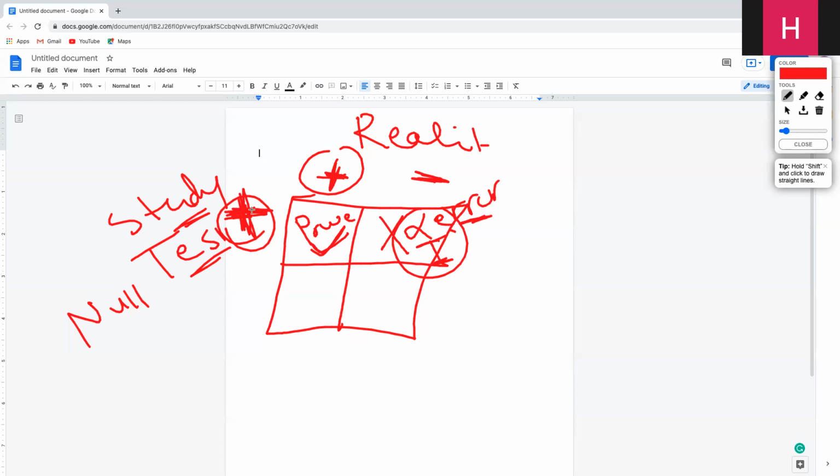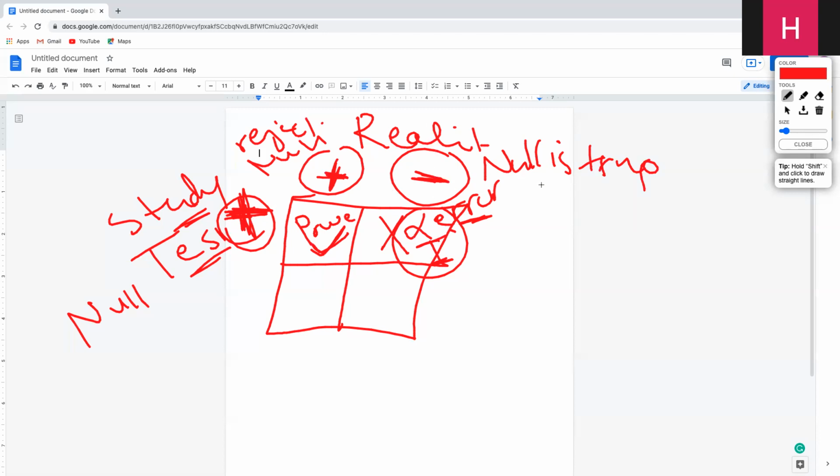exist. When you're saying that there is an association and in reality there is one, here you succeeded in rejecting the null hypothesis. You were able to reject it because the null hypothesis says that there is no association when in reality it truly exists. But here you rejected the null hypothesis. You said that there is an association when in reality the null hypothesis was true. Null is true in reality because in reality there is no association, but in your study you rejected. So you rejected the null hypothesis when in reality it was true.